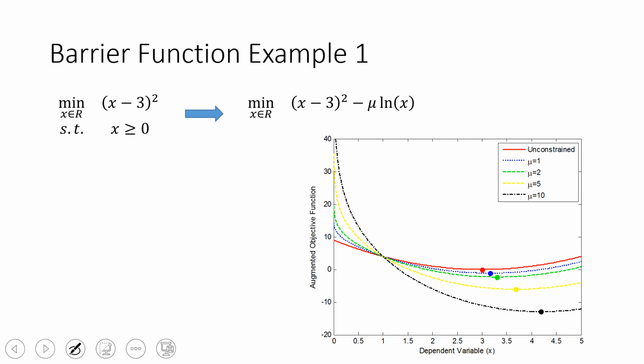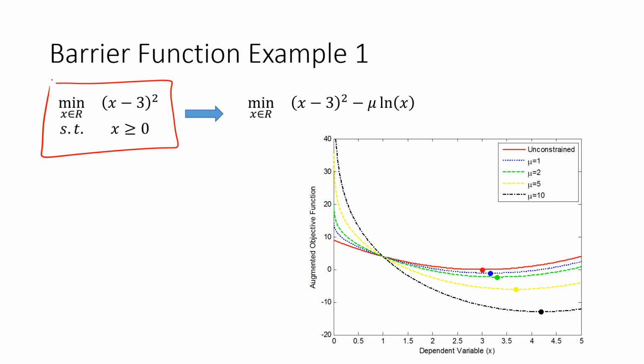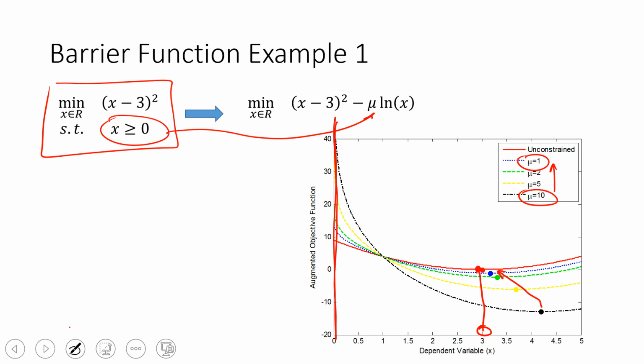Let's just look at an example problem. This is very simple: x minus 3 squared, x greater than 0. As we have our mu equal to 10 and we decrease that, like mu equals 1, it's going to get closer and closer to the optimal solution, which is equal to 3. Our constraint was over here at 0. We weren't on the constraint, but we translated this with a barrier term there.